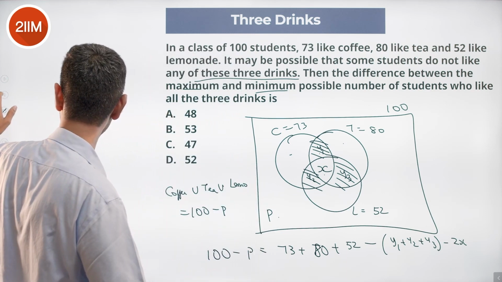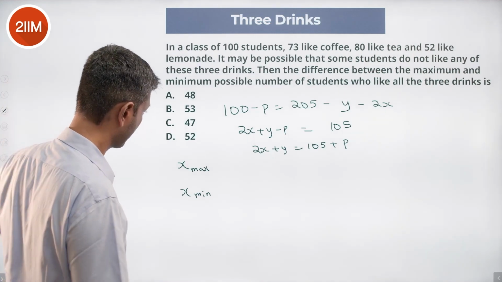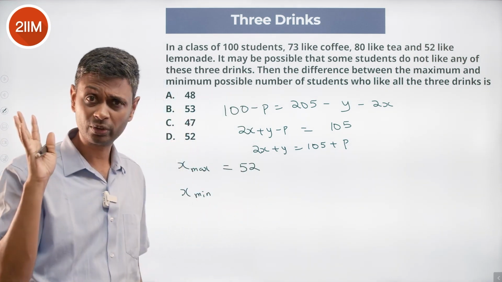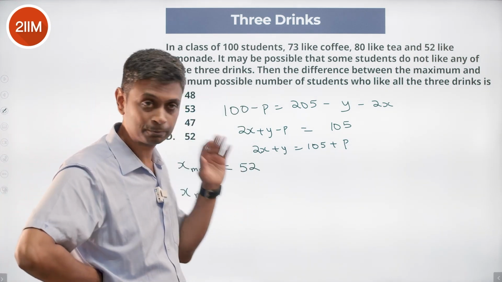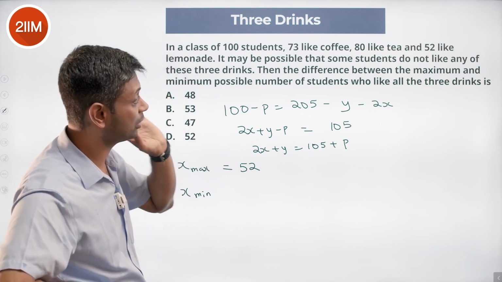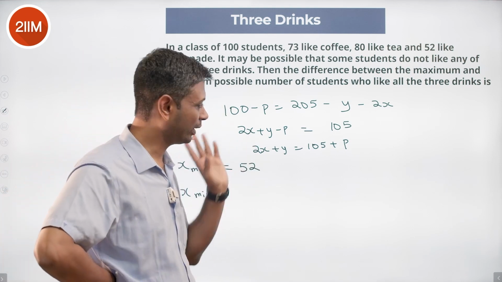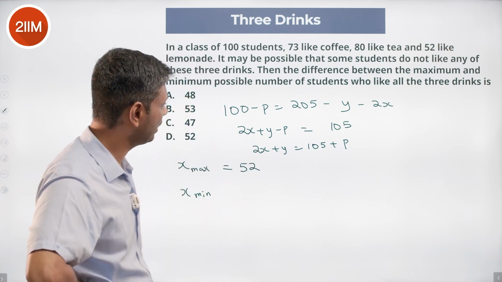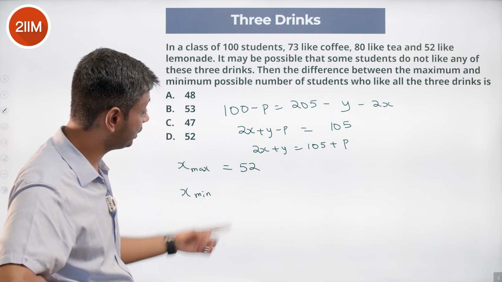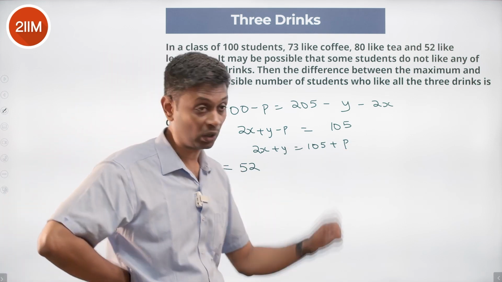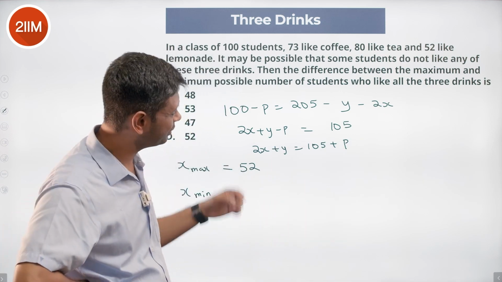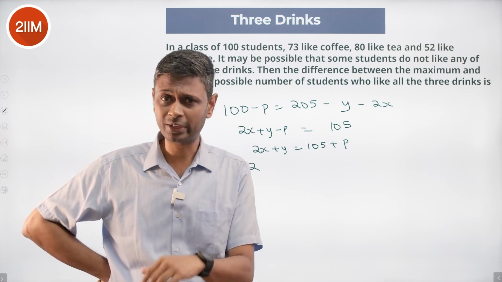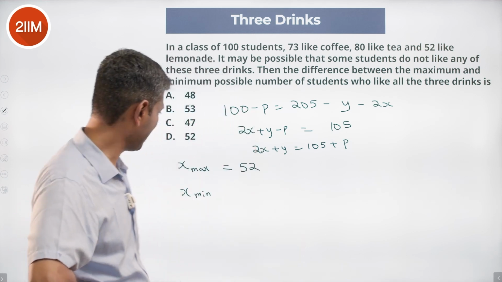So x maximum is 52. If I put x as 52, everything works out rather well. I cannot put x as 53 because first of all my lemonade number is only 52. If I put x as 53, y has to be negative. That's not possible. I cannot have y being negative. At the same time, if we put x as 53 and p as 1, the moment I put x as 53, my lemonade constraint goes off. It cannot be more than 52. With 52, I'm able to work it. I'm through. Done.